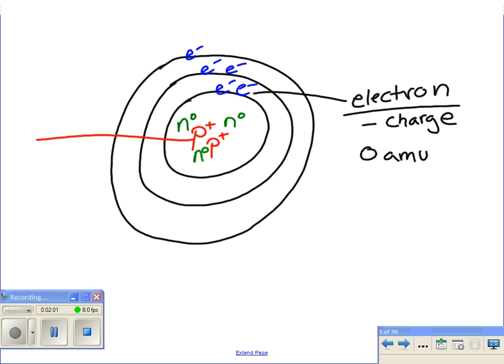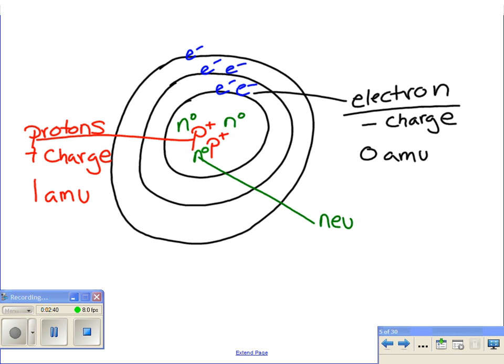Our protons are positively charged, and they have a mass of 1 atomic mass unit, or 1 AMU. The neutron has a neutral charge, or no charge at all. And it has an atomic mass of 1 atomic mass unit.